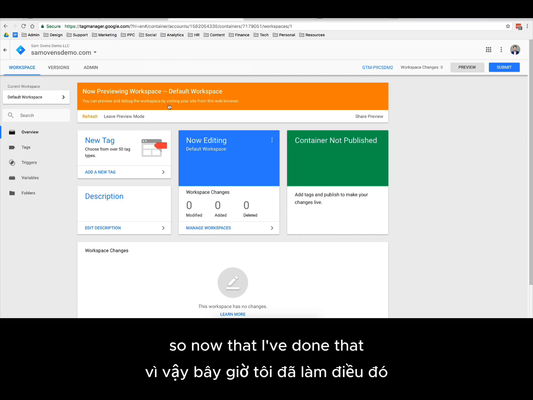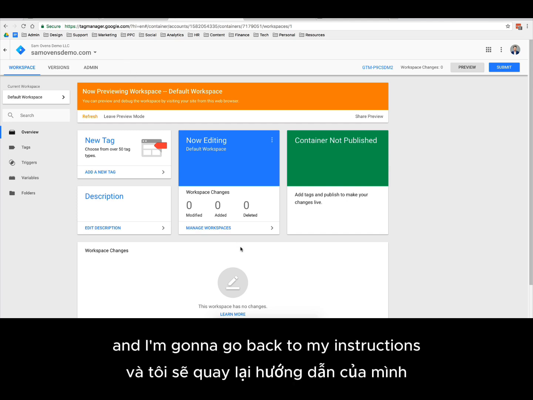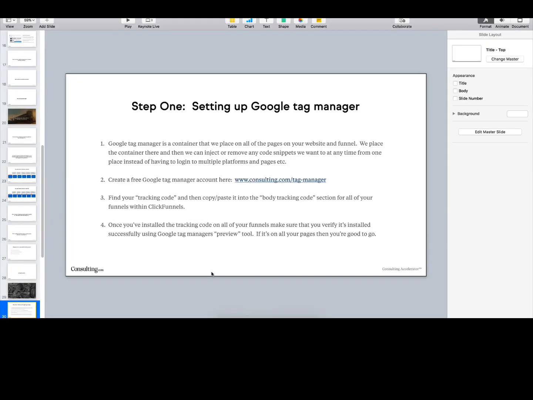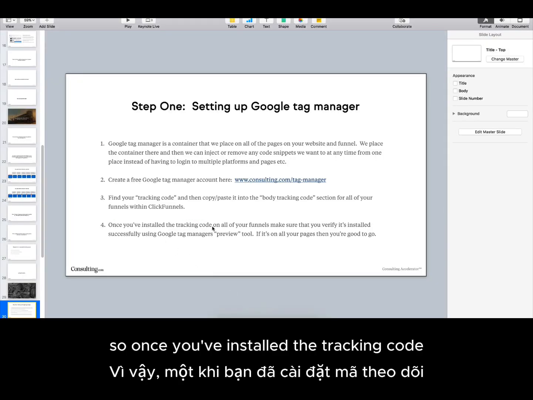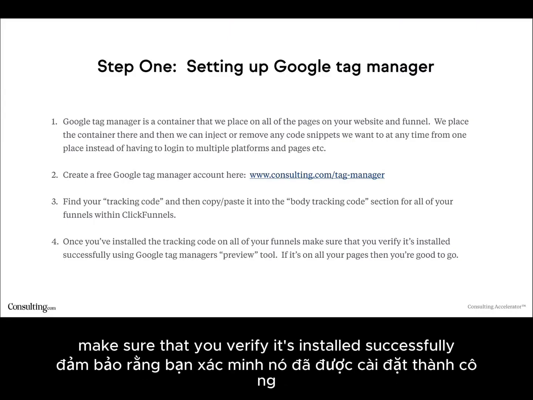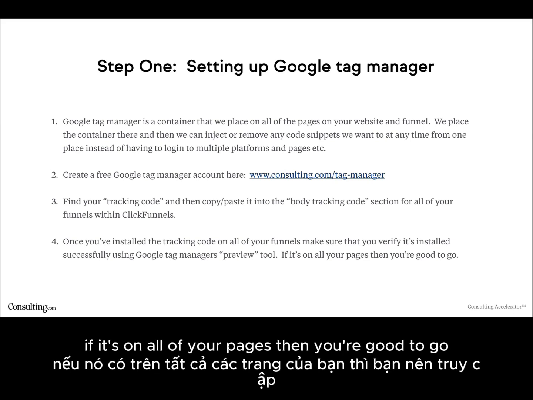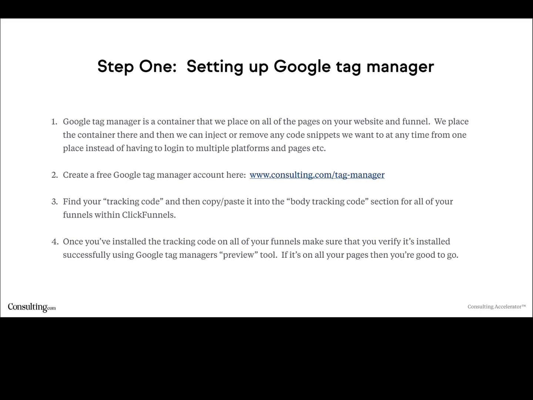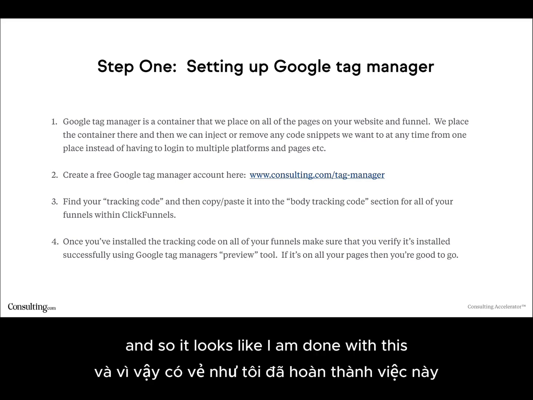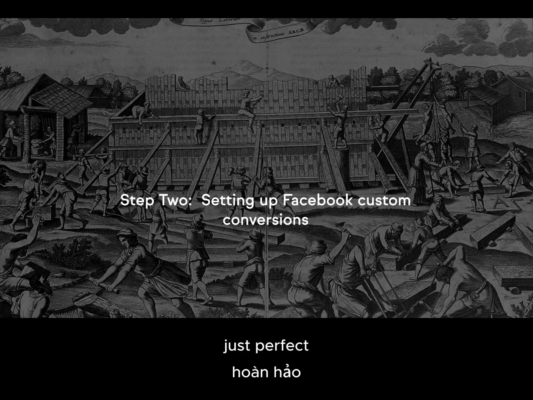So now that I've done that, I'm going to stay in preview mode here, and I'm going to go back to my instructions. So once you've installed the tracking code on all of your funnels, make sure that you verify it's installed successfully using Google Tag Manager's preview tool. If it's on all of your pages, then you're good to go. And so it looks like I'm done with this and everything is set up correctly, which is perfect.